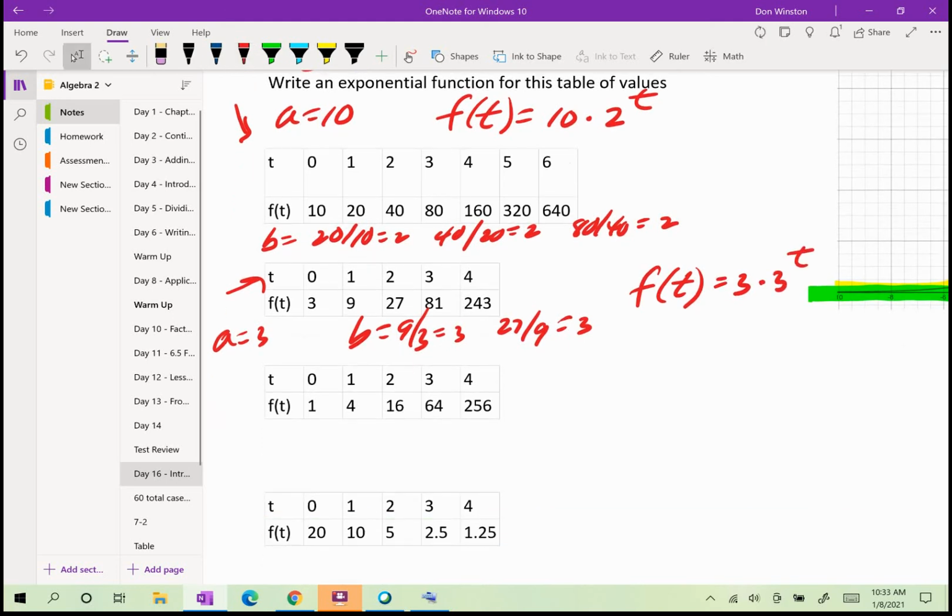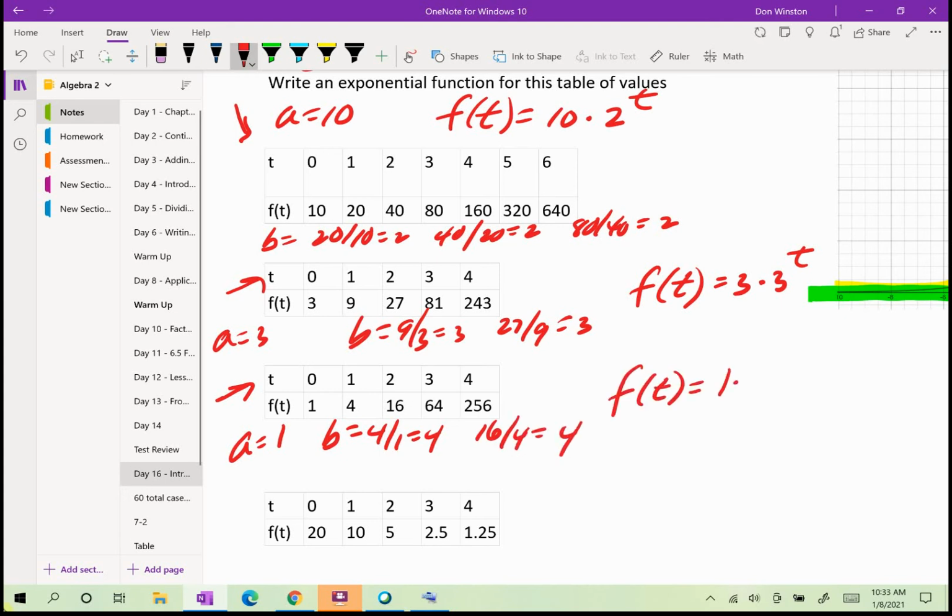And then one more. So this next table here, again, at time 0, f of t is 1, so a would equal 1. And then b would be the value of f of t divided by the value of f of t behind. So this would be 4 over 1 equals 4, or 16 divided by 4 is 4. So my function would be f of t is equal to my initial amount 1 times my base or multiplier raised to the t. And we could just write that as 4 to the t. All right, so I want you to notice here that my multiplier was always greater than 1.